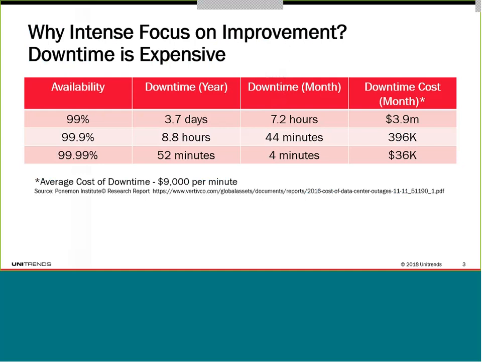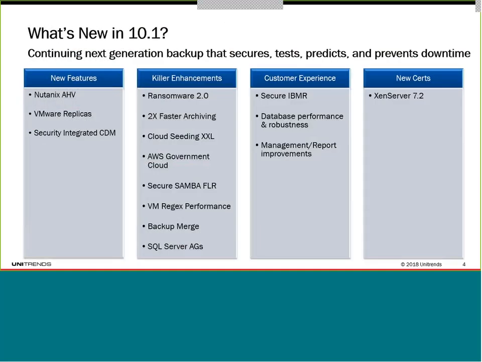But what this chart shows you is that even moving from 99.9% uptime, which equates to about 44 minutes of downtime per month, or costing about $400,000, to shortening that down to 4 nines and getting that downtime down to 4 minutes per month, you literally save almost $350,000 a year. So minutes matter. So the focus of many of these new capabilities is faster recovery.